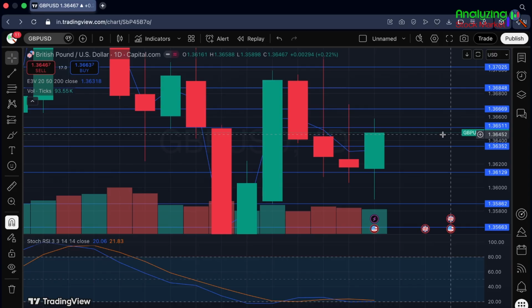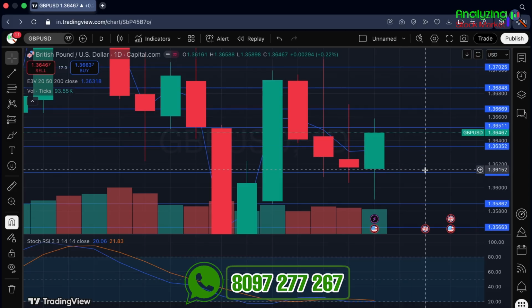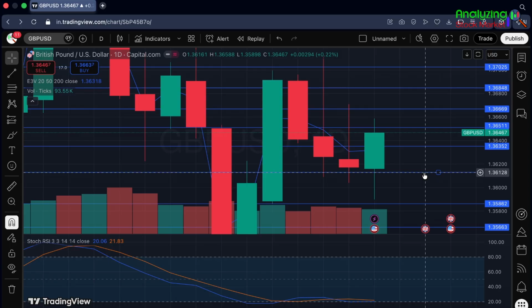Now let's talk about my opinion on GBP USD for this week. According to previous week momentum, I'm expecting a positive move in this range, that is 1.36511 to 1.36669. Even if there is a big gap opening, then we can see momentum till this level as well. But if you're going for any short trade, then only go for a short trade once 1.36352 gets breached and a 4-hour or a 1-day candle closes below this. Then you can go for a short till this level.